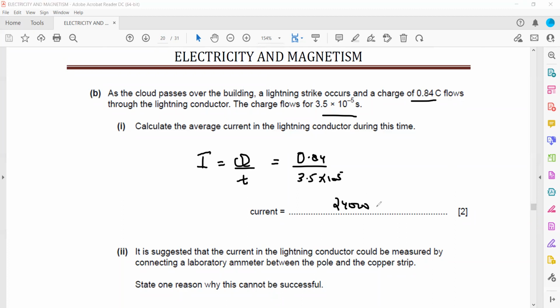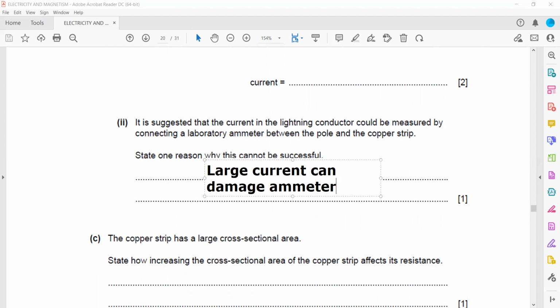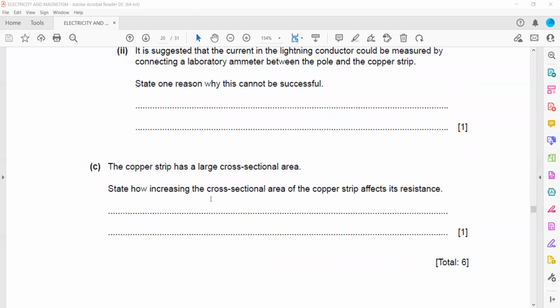Or 24,000 amperes. It is suggested that the current in the lightning conductor could be measured by connecting a lab ammeter. One reason why it cannot be successful is that a very large current can damage the ammeter. Lab ammeters cannot measure too high a current. That's why we normally use milliamperes rather than 24,000 amperes. A copper strip has a large cross-sectional area. How does increasing the cross-sectional area affect the resistance? So resistance will decrease.